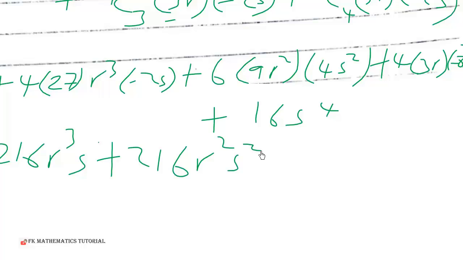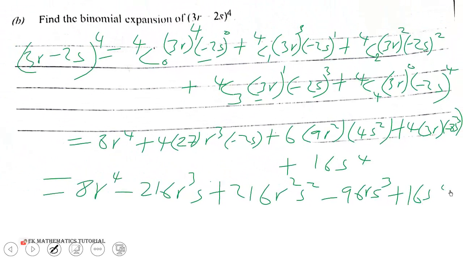Then we have 4 times 3 is 12. So 12 times negative 8 will give us negative 96 r s cube. Then we have the last one, plus 16 s exponent 4. So that is what we have for the B part. This is the final expansion.